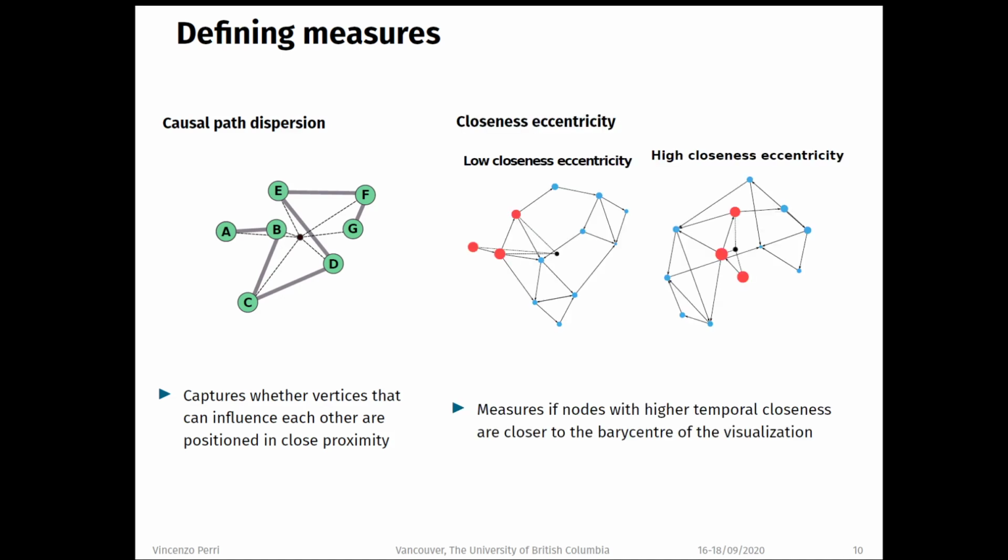Closeness eccentricity is inspired by the observation that in force-directed layouts, the nodes with high values of closeness centrality are placed closer to the barycenter of the visualization. In this situation, we define an extension of the closeness centrality, which is a temporal closeness centrality, and we test if with HOTVis, nodes with higher temporal closeness are also placed closer to the barycenter of the visualization.